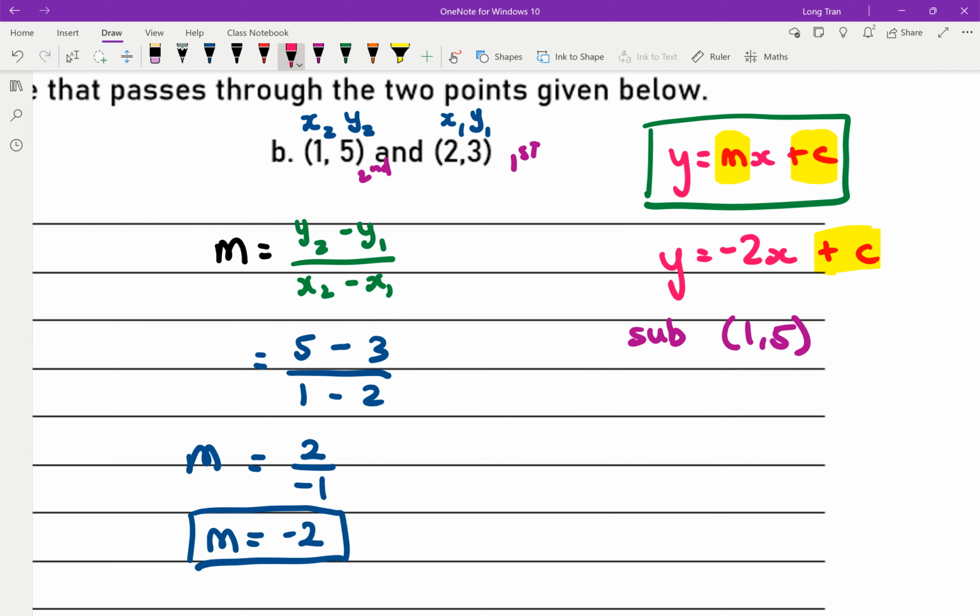This is my x value. This is my y value. So if I can solve for c now by substituting the values in, y is meant to be my 5 and x is meant to be my 1. So if I put it in together, this is 5 equals negative 2 times 1 plus c. Let's work it out. Negative 2 times 1, which is? Negative 2. You've got plus c.